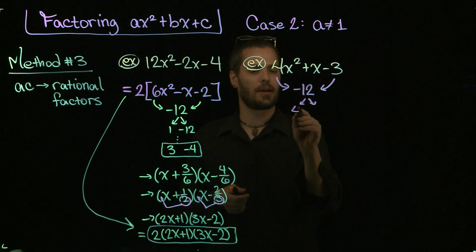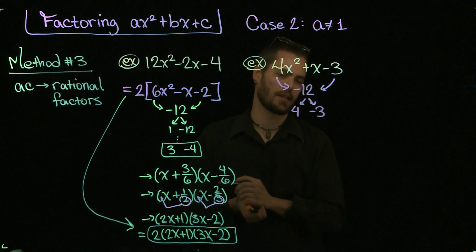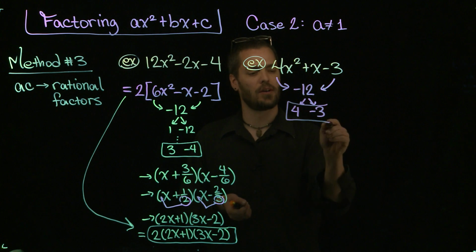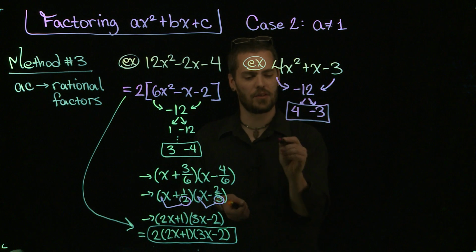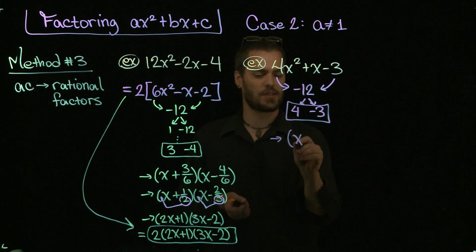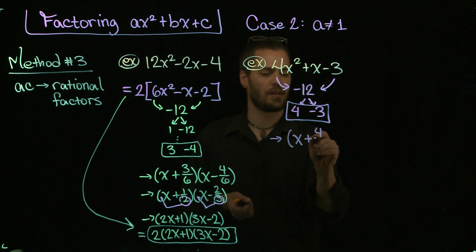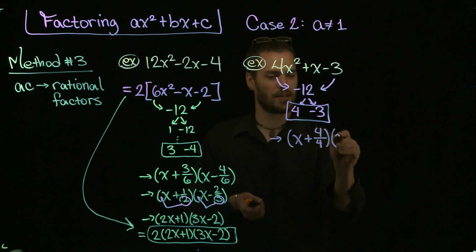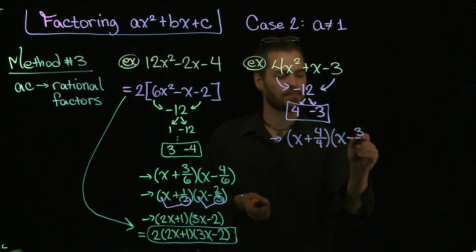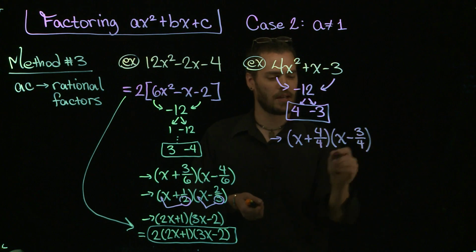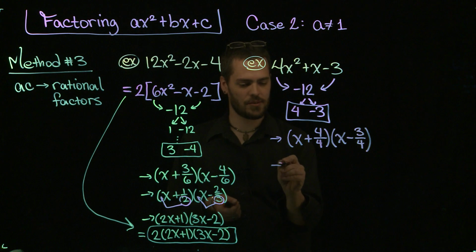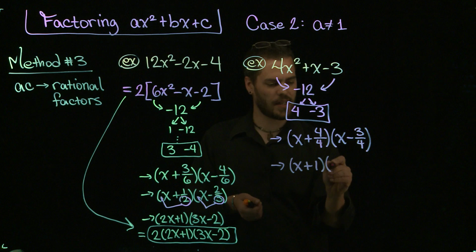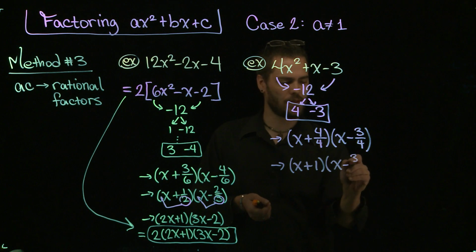Well, we're going to go the other way around. We're going to do 4 times negative 3 this time. Those things multiply to give us negative 12. They add to give us positive 1. So again, those become the numerators in these two binomials, x plus 4 over, always the leading coefficient is the denominator for both binomials. Okay, there we go. Look to see if you can reduce, and we can. This gives me x plus 1. The second one I can't reduce, so it's just x minus 3/4.